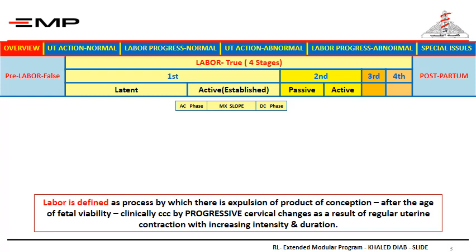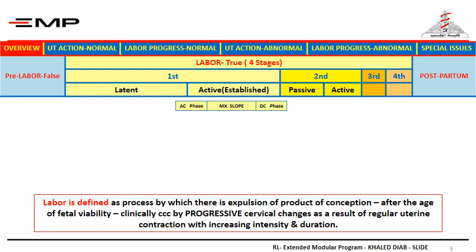Labor is defined as a process by which there is expulsion of product of conception after the age of fetal viability, clinically characterized by progressive cervical changes as a result of regular uterine contraction with increasing intensity and duration. The student is advised to revise the basic physiology related to the 4 stages of labor and its subdivided phases.